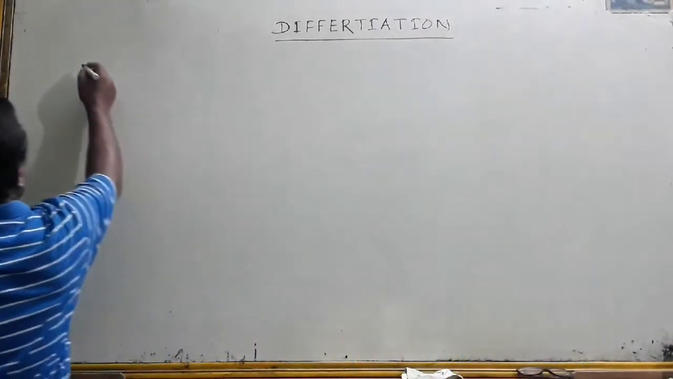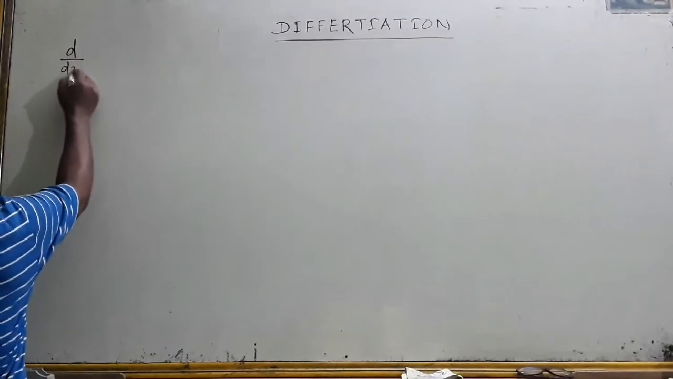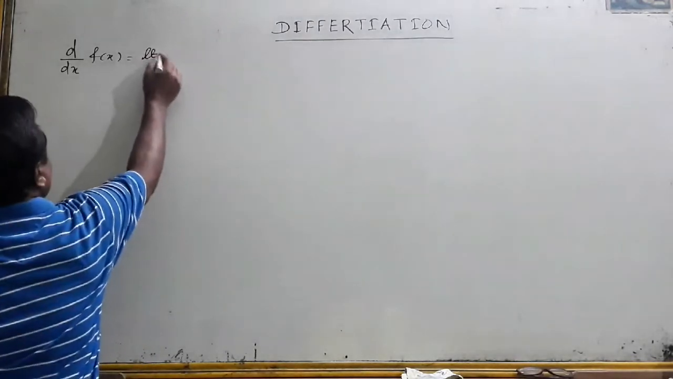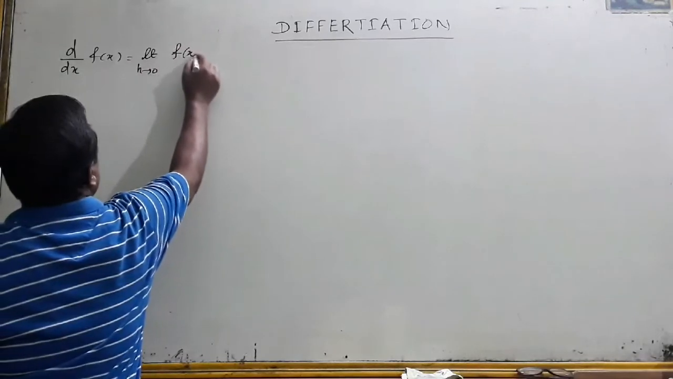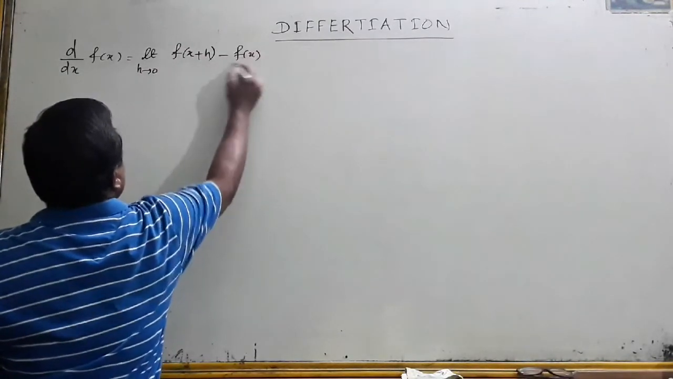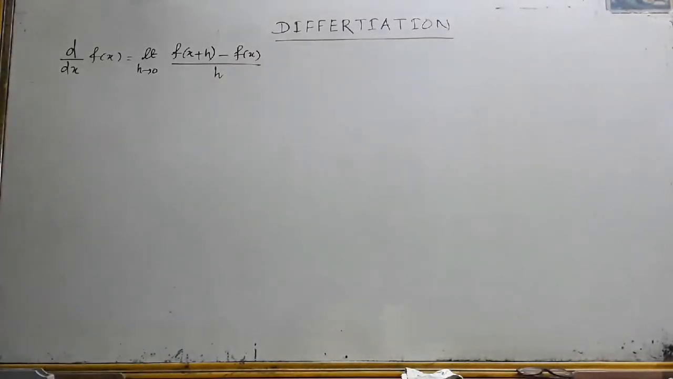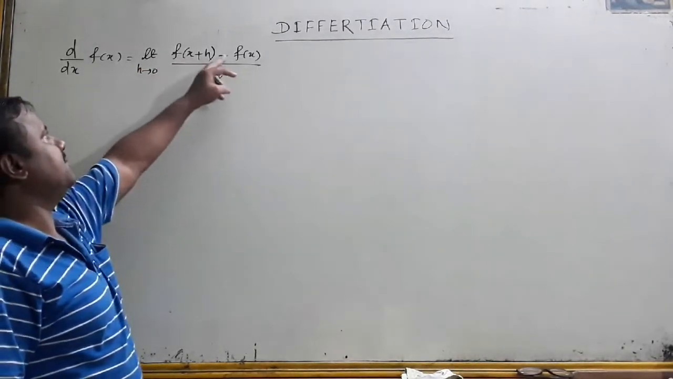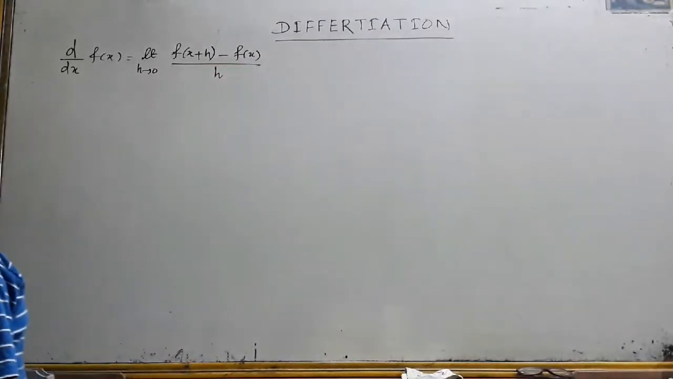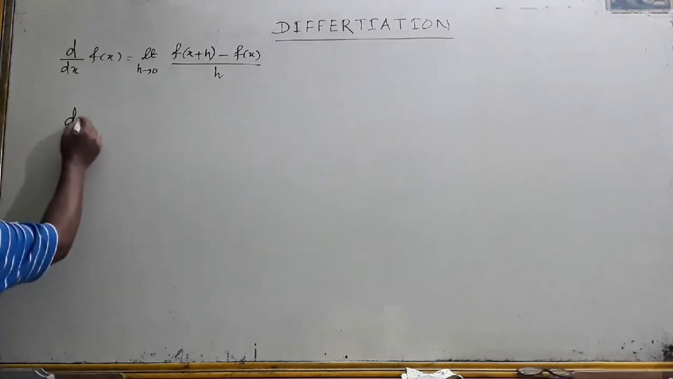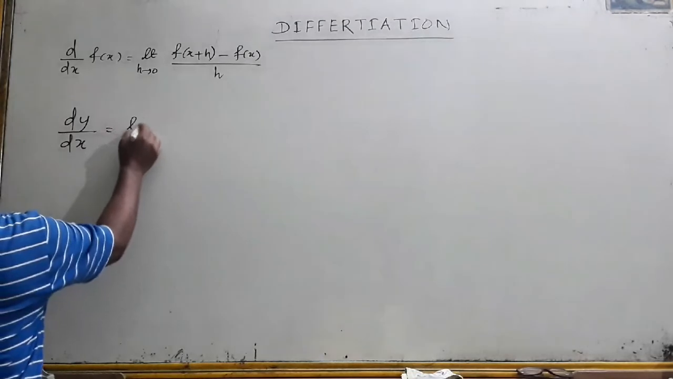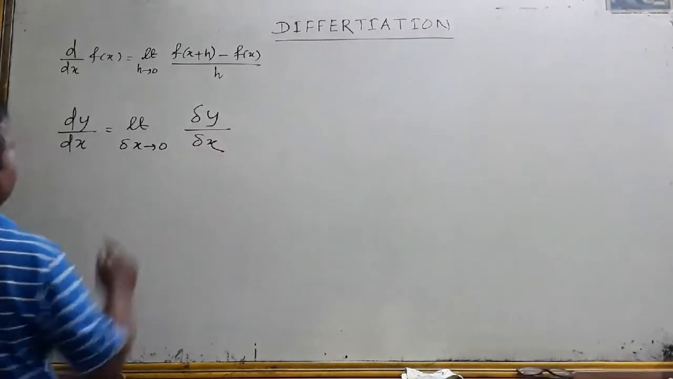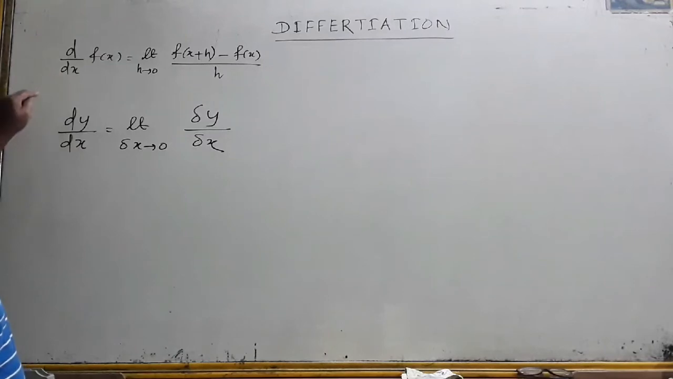First way, what is d by dx of f(x)? Simply d by dx of f(x) means limit h tends to 0 of f(x plus h) minus f(x) by h. There is also another definition: dy by dx is equal to limit delta x tends to 0 of delta y by delta x. And these two definitions actually mean the same thing.